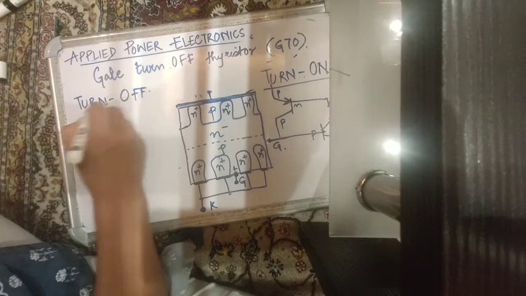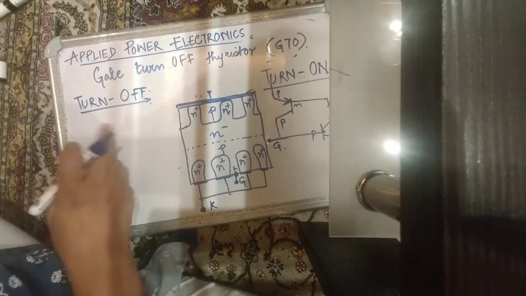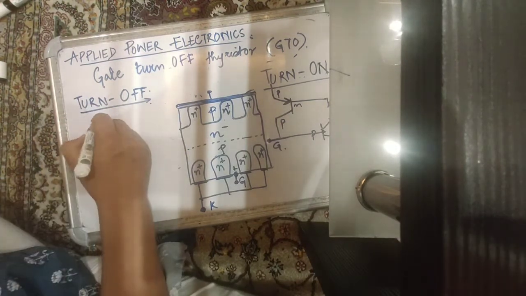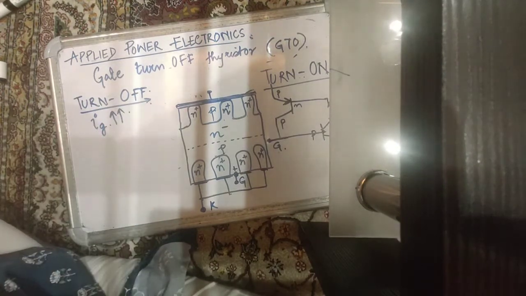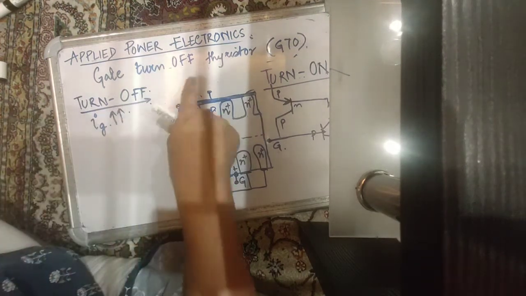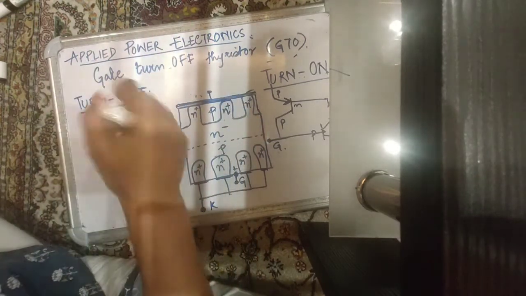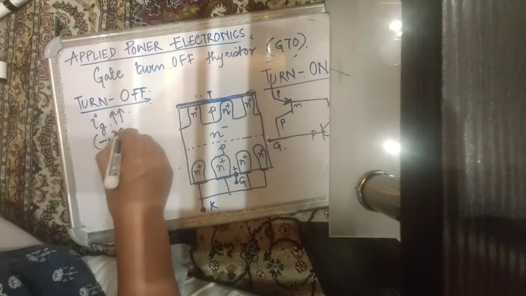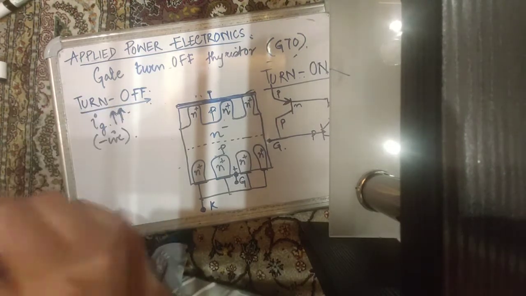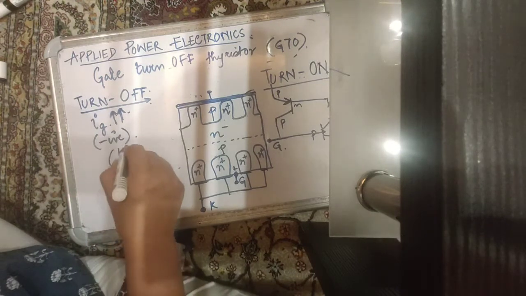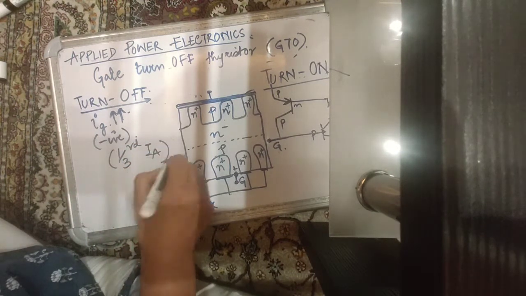Now you need to remember that in order to turn off a gate turn off thyristor, you need to inject a gate current that is significantly high in magnitude. Generally, when devices are carrying amperes of anode cathode current, the gate currents are very small, in the range of say milliamperes. But in case of a gate turn off thyristor, to turn it off, you need to inject a negative gate current, and that negative gate current has to be of very high magnitude, almost as much as 1/3 the value of the anode current that is already flowing through the device.